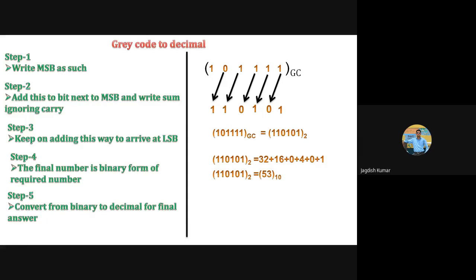Okay, fine. So let us do another example. This one. I'm giving you this number. It is in gray code format. Now you convert it to its decimal equivalent. Do it as a small exercise.